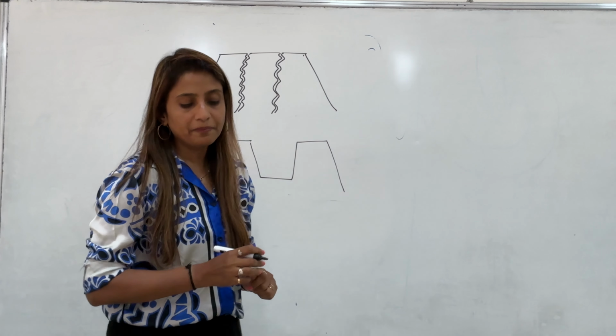And if the block rises, it is called a block mountain, which is also called a horst mountain. Two block mountains are separated by a rift valley, right? We also call it a graben. Two block mountains can be separated by a rift valley or graben.